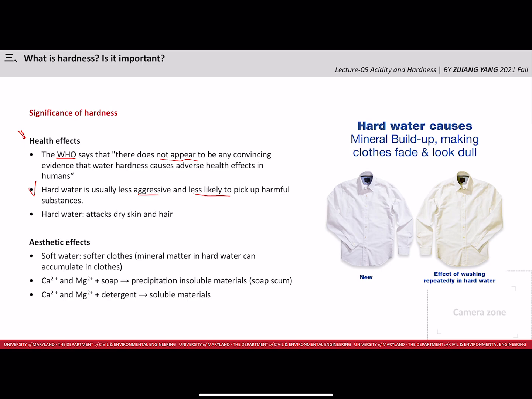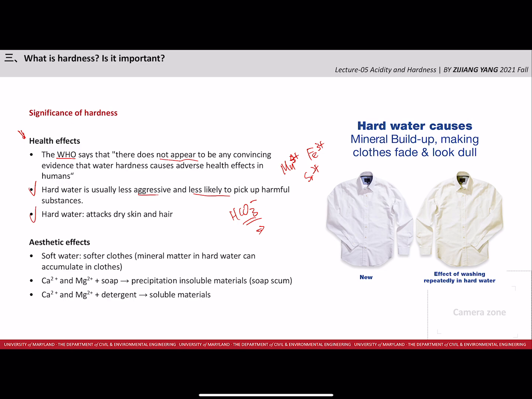And this is because if we have the hardness in water, the harder water usually contains more HCO3. So if we have more of this one, we can see that the water is relatively neutral or neutral to basic. In the basic water, the heavy metals, like this or this, they will be precipitated. So relatively basic water has a relatively small amount of the heavy metals, which is better for us.